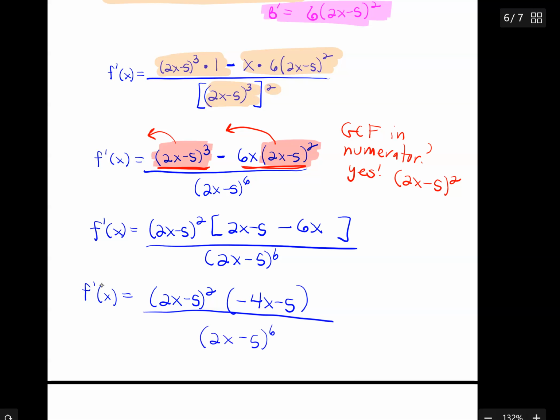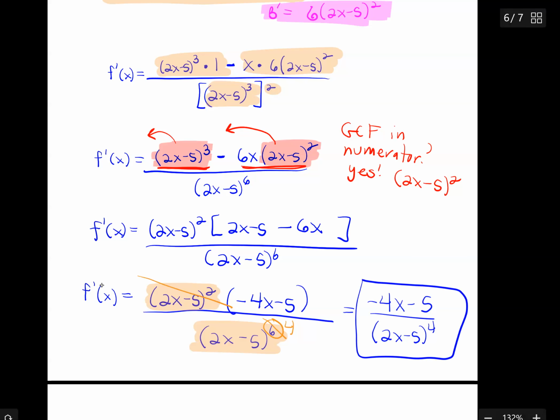And I can keep simplifying because now I can see that in the numerator, I have 2 factors of the binomial, and in the denominator, I have 6. So 2 of them will divide out. 2 of my binomial factors in the numerator will cancel out 2 of these and leave 4 of them in the denominator. So what I really have there is a negative 4x minus 5 in the numerator, and then my binomial to the 4th power in the denominator. That is my simplified derivative.